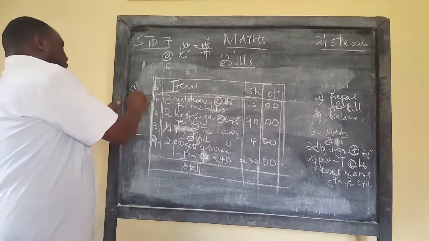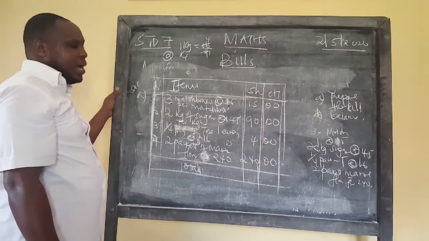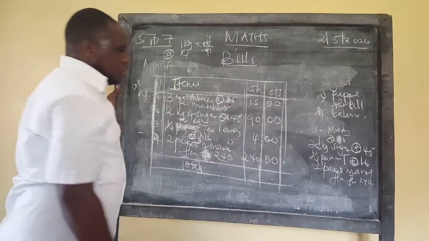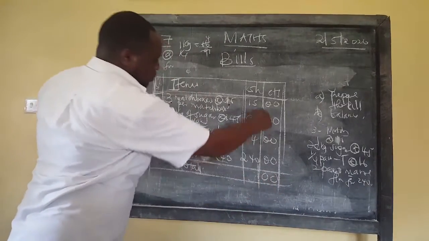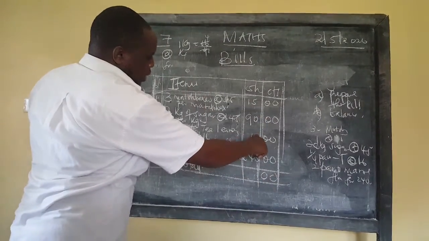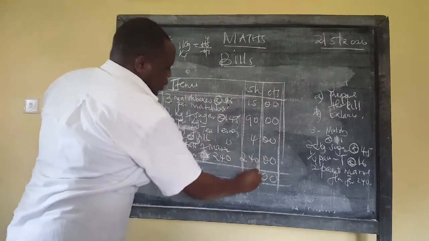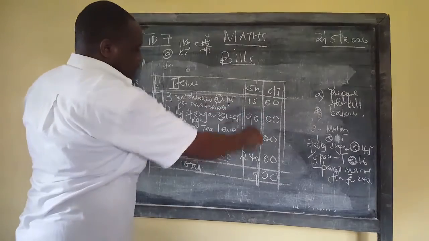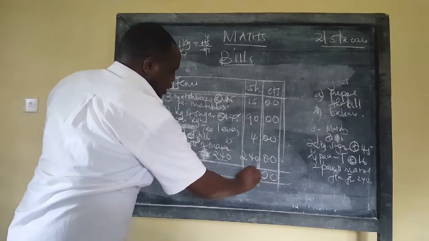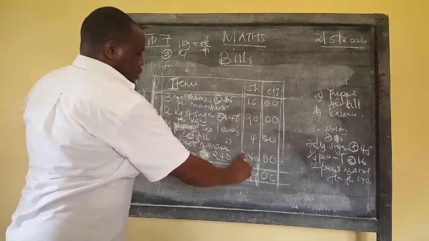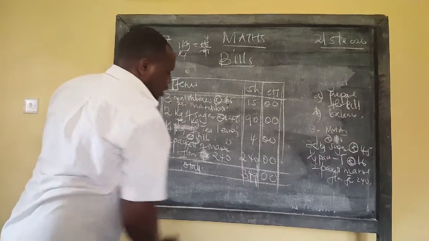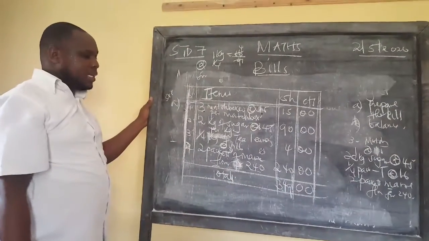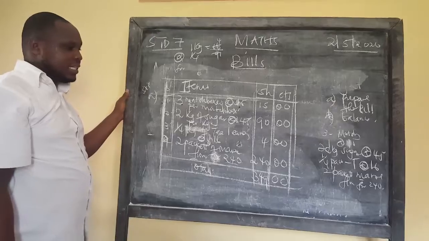That is number A. You are told to prepare the bill. You can include the totals here. 5 plus 4, 9 plus 0, 9. Then 1 plus 9, 10 plus 4, 14, carry 1. 2 plus 1, you get 3. So the total cost for all those items is 349 shillings.